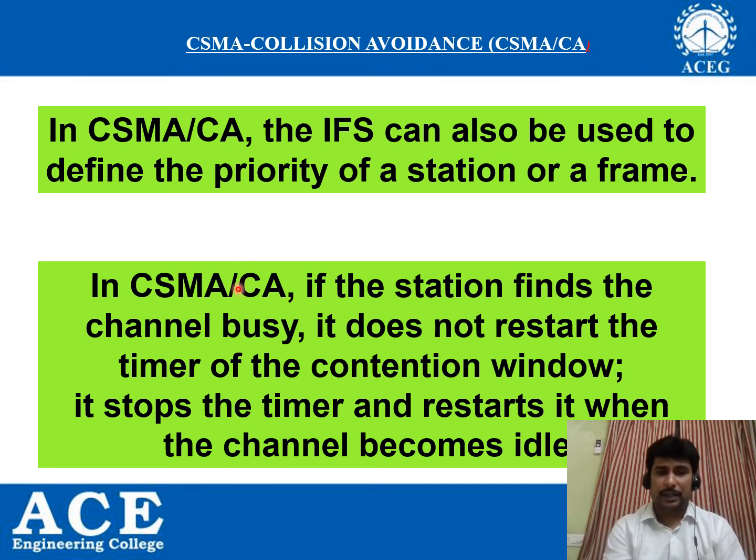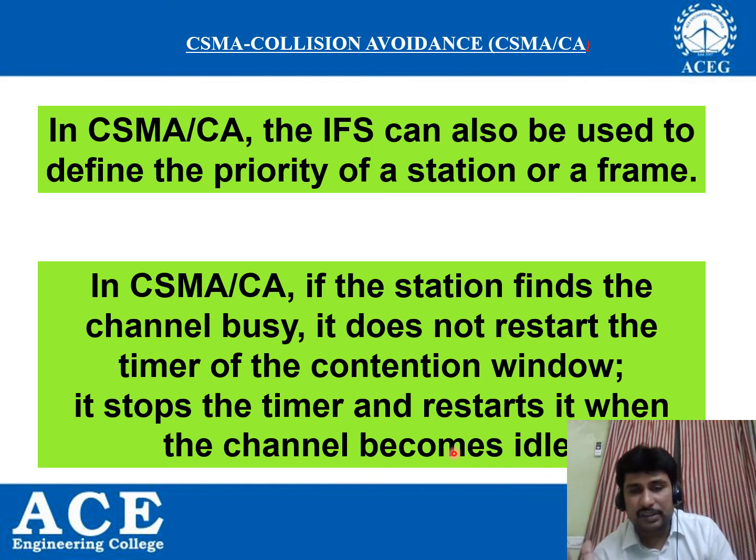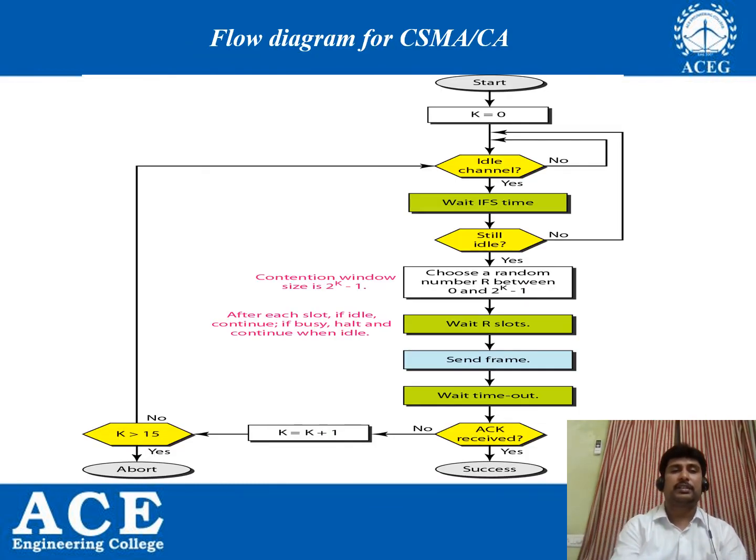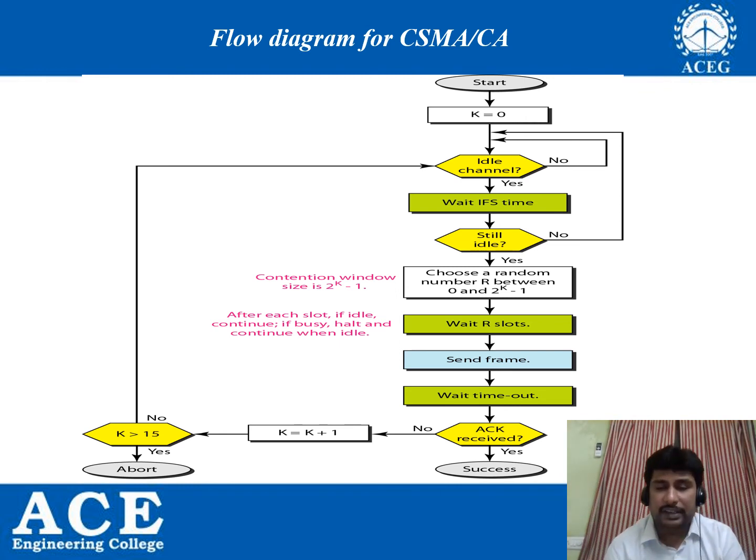In carrier sense multiple access collision avoidance, if a station finds the channel busy, it does not restart the timer of the contention window. It stops the timer and restarts it when the channel becomes idle. So whenever the station finds the channel busy, it stops the timer and restarts the timer only when the channel becomes idle. Just a few points to be remembered. Now let us look at the flow diagram of carrier sense multiple access collision avoidance.